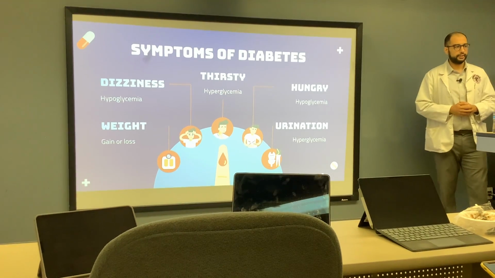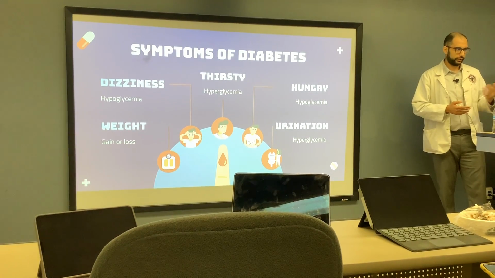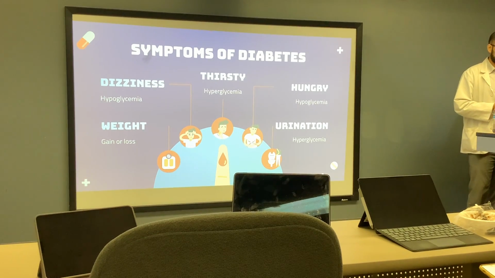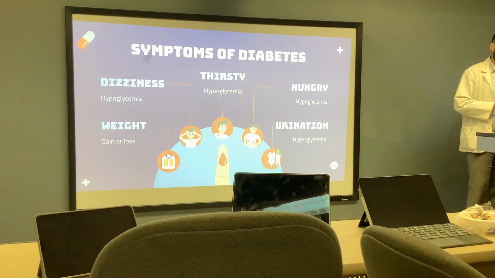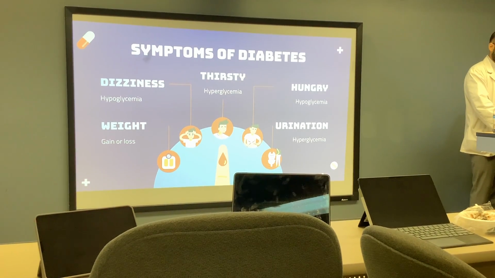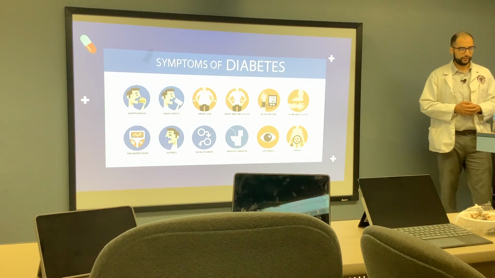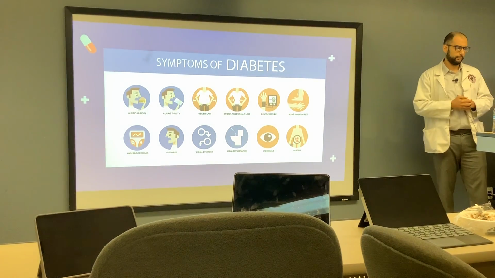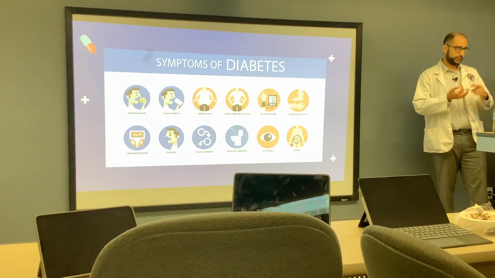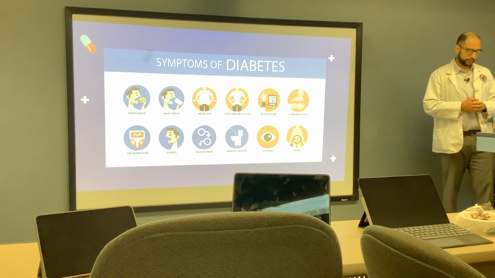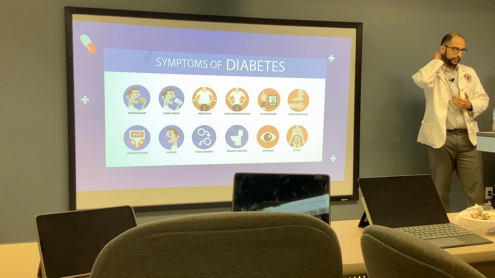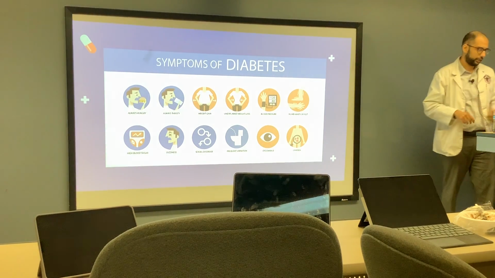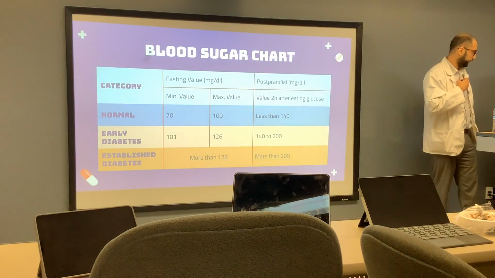Some symptoms of diabetes, and whether they are associated with hypo or hyperglycemia. Dizziness is mostly associated with hypoglycemia. Feeling thirsty is hyperglycemia, hungry is hypo, urination is hyper, and you can have either weight gain or loss. And these are some further complications. The main things to watch out for are polydipsia and polyuria, but one NAPLEX question that might pop up is brown patches on the back of the neck, and that could be a huge indication for type 2 diabetes mellitus. So I'm going to hand it off to Sharon.